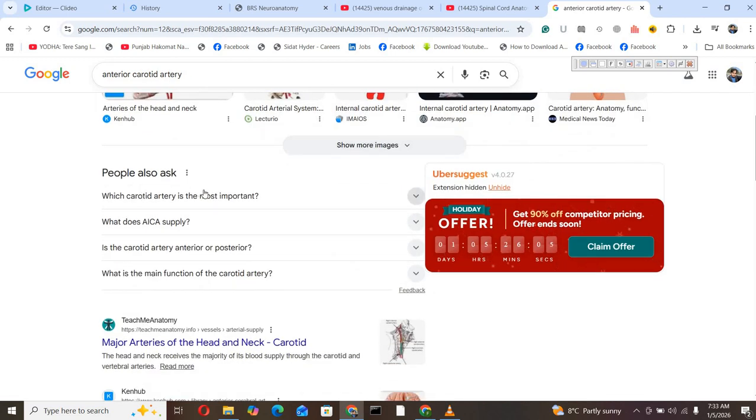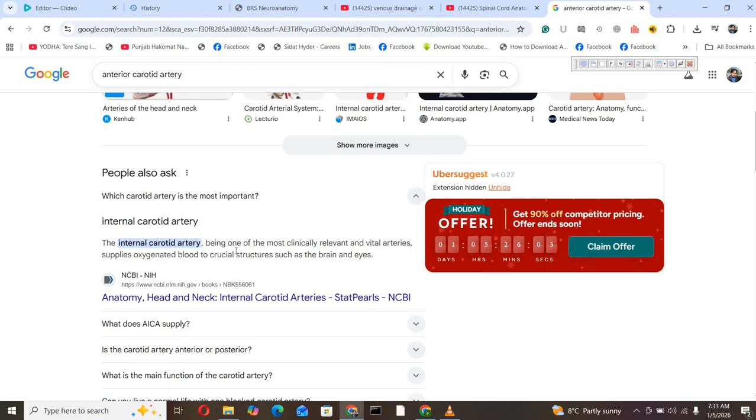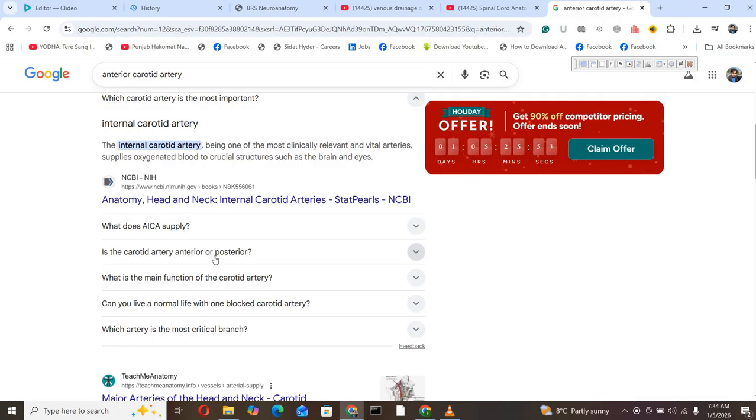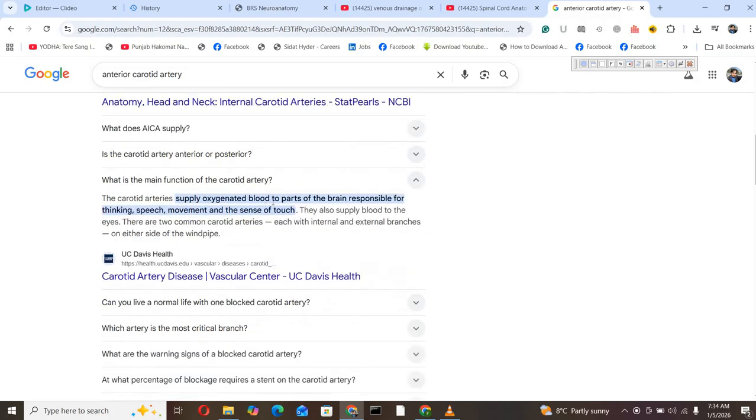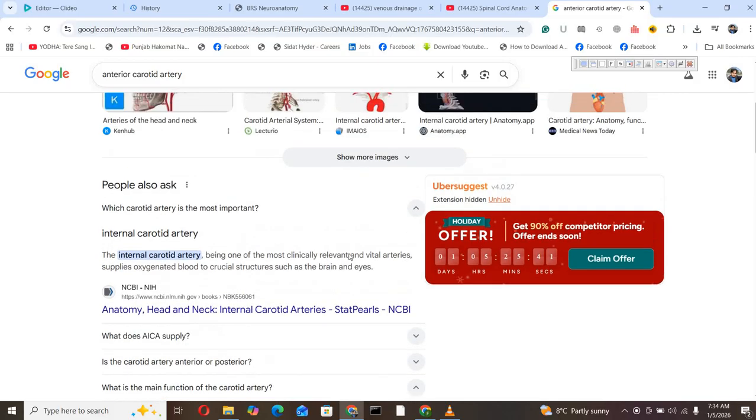The anterior carotid artery is most important. Being one of the most clinically relevant and vital arteries, it supplies oxygen to critical structures such as the brain and eyes. What is the main function of the carotid artery? It supplies oxygenated blood to the parts of the brain responsible for thinking, speech, movement, and sense of touch.